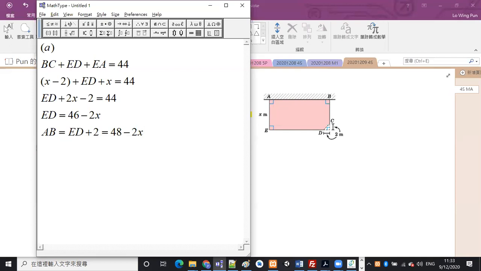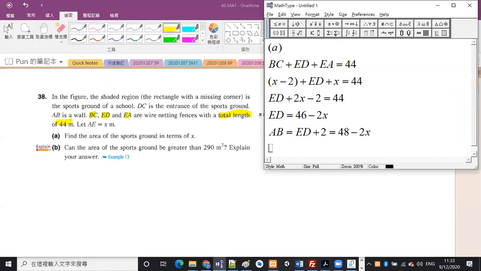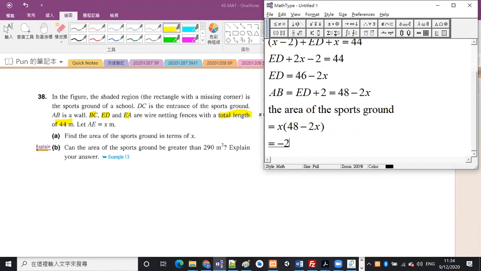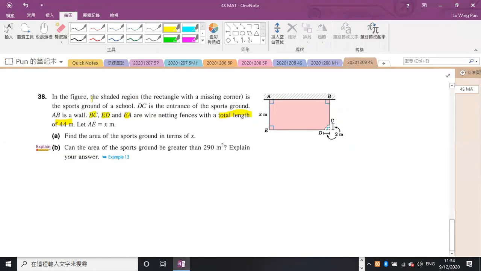So now we have found the length of AB. And we know the length of AE to be x meters. So we can write down the area of the sports ground in terms of x. Okay? The area of the sports ground is equal to AB times AE. That is x times (48 minus 2x). Okay? Or negative 2x squared plus 48x meters squared. Okay? So that is the answer of part A.